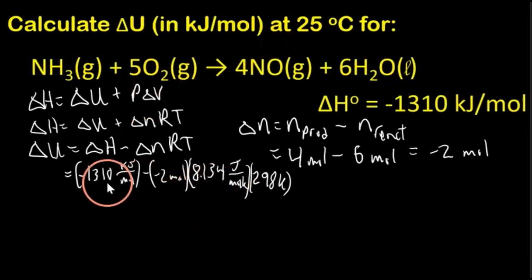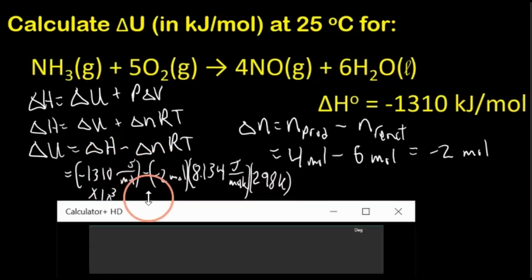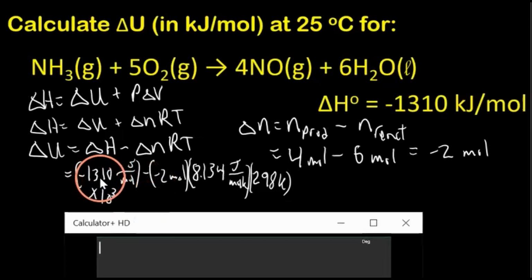Now we have a problem here because this is in kilojoules and this is in joules. So we can't just subtract these terms or add these terms. They're not like terms. So I'm going to times this by 10 to the 3 because there's 1,000 joules in a kilojoule, and I'm just going to change that to joules. I hope that's not confusing. So we'll just make this 1,000 times larger because we want to convert it to joules.